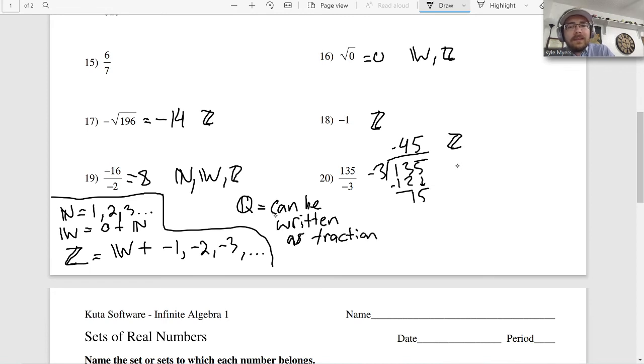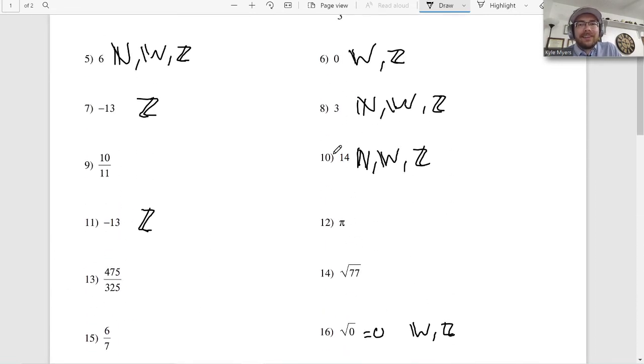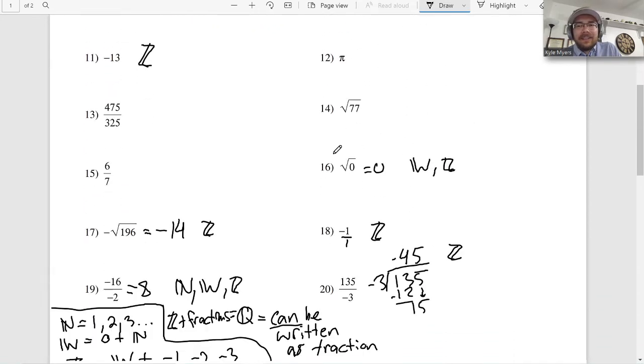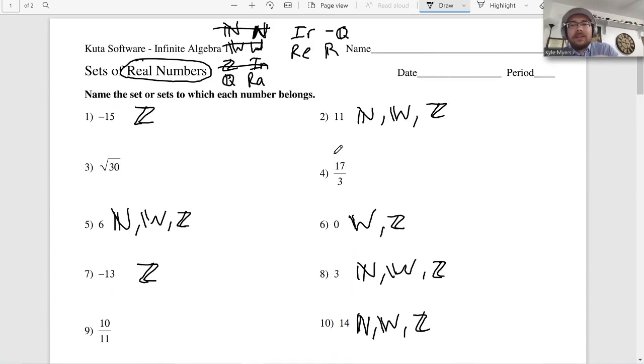And that's an important phrase, can be, because that means that q is basically z plus fractions. But you're like, wait, z is whole numbers and negative whole numbers. Well, yeah, but technically I could do this, right? I could go negative 1 over 1. Negative 1 over 1 is equal to negative 1. Since I can write it as a fraction, that means that it is a rational number. So every number that has an answer on it, if it has at least a z on it, that means it's also a q.